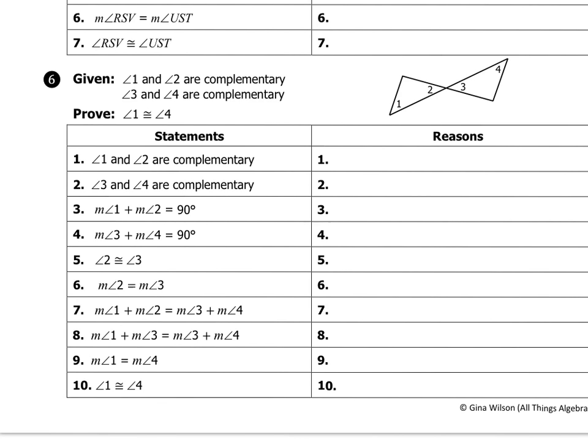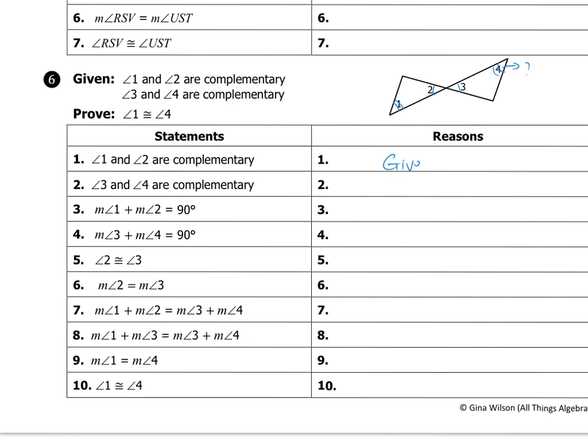Number 6 says angle 1 and angle 2 are complementary, which means that they add up to 90 degrees. Angle 3 and angle 4 are complementary, okay? And we're trying to prove that angle 1 and angle 4 are congruent here. So this is the part we don't know yet. But also, did you notice that it's not given, but on the graph, 2 and 3 are vertical angles? So I'm sure we're going to use that. Vertical angles are congruent, right?